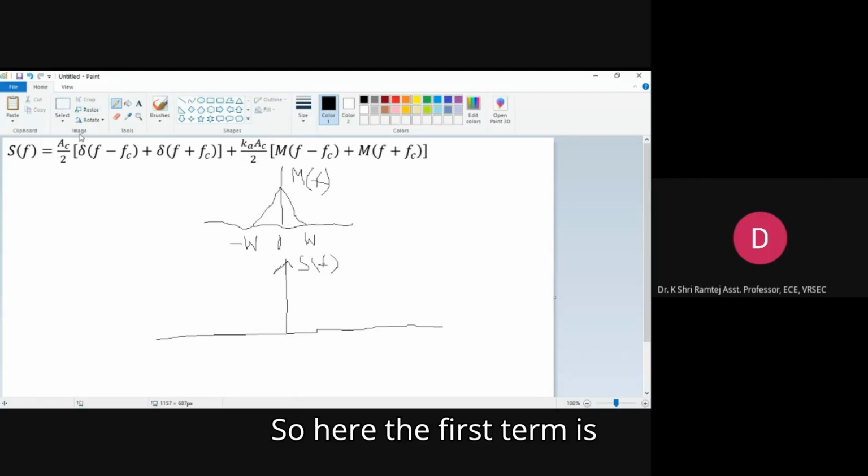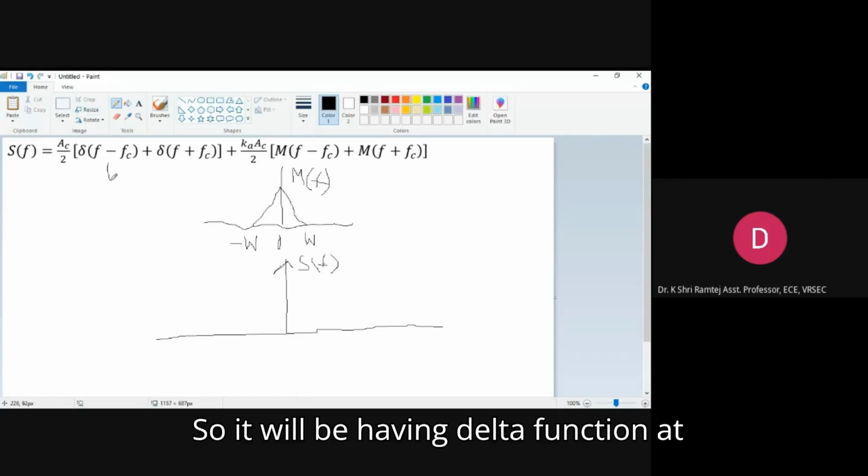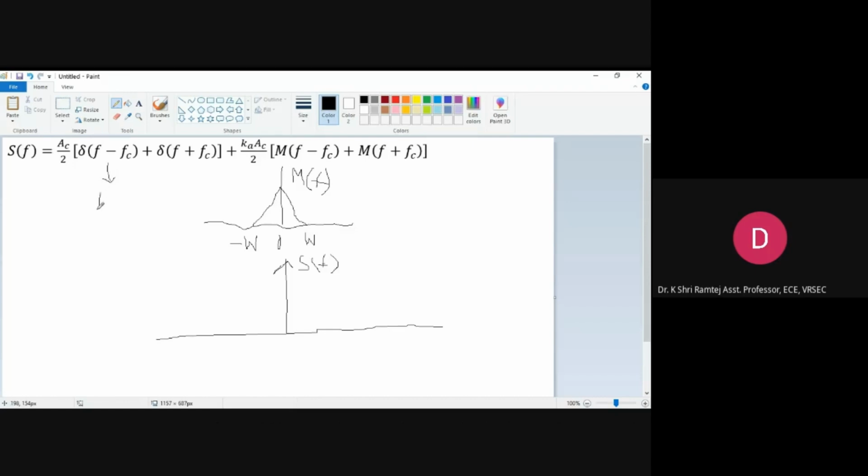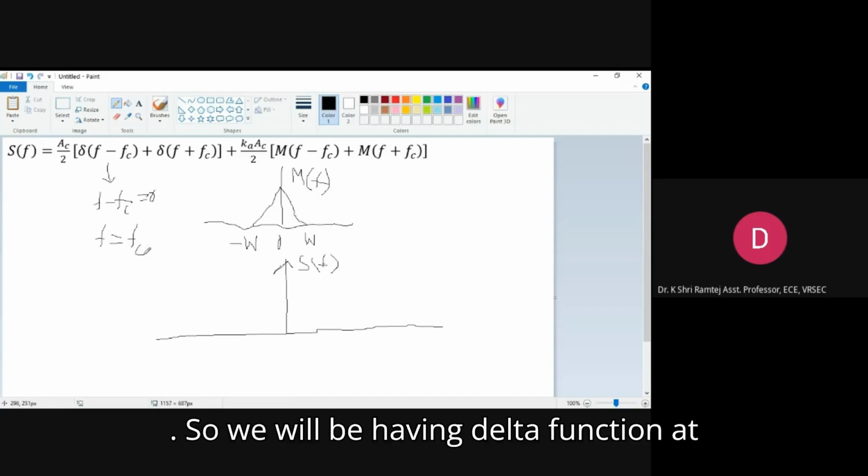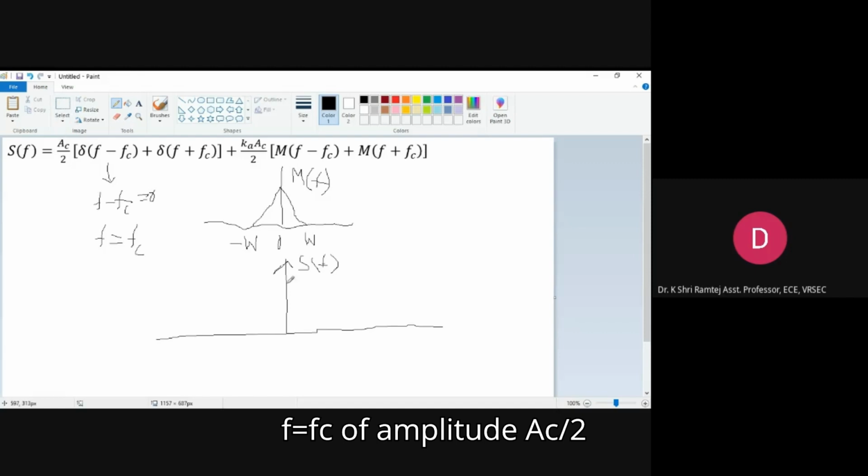So here the first term is delta of f minus fc. So it will be having a delta function at f minus fc equal to 0, that is at f equal to fc. So we will be having a delta function at f equal to fc of amplitude Ac by 2.